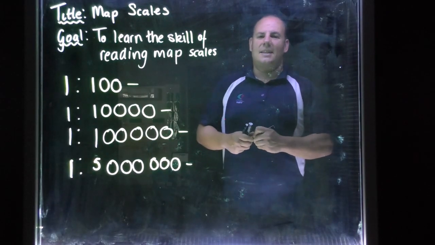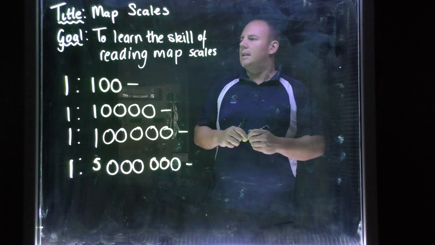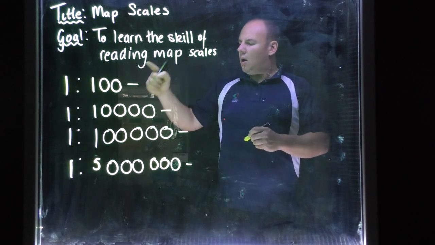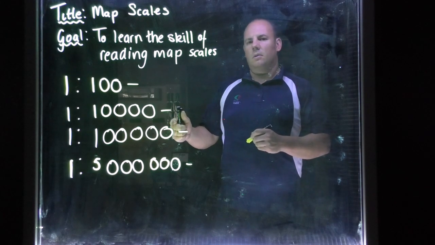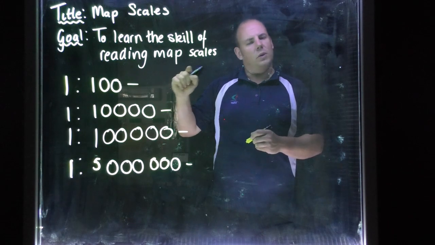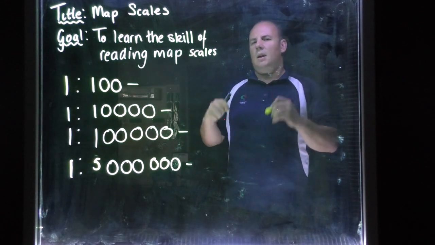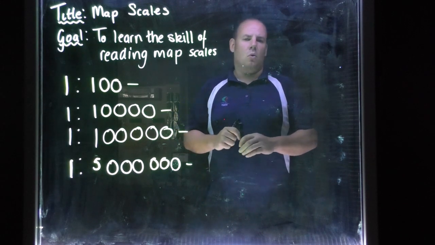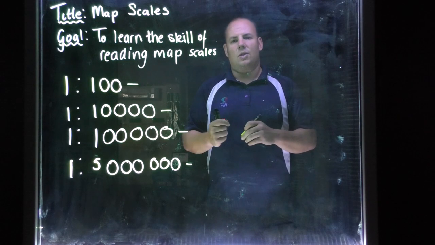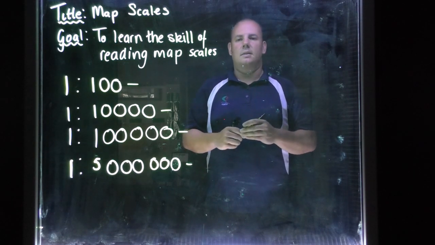Hi, this lesson is about map skills, and what I want people to learn is how to read the scales of maps. So I've listed some different scales that you can find on the map. I'm going to talk about which ones are the smallest, which ones are the largest, and then what they actually mean. So each map, to make it more accurate, has to have a scale. And these are normally represented as a fraction, or as a line scale, or even as a sentence.